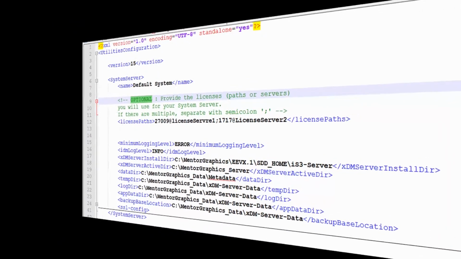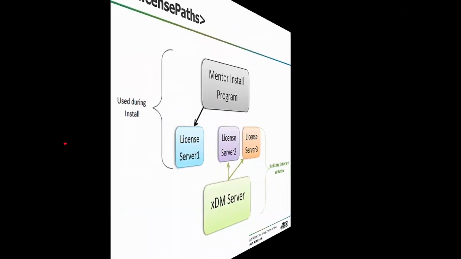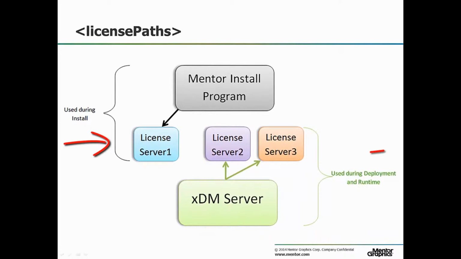Now, let's take one step back. The fact that you can define different license servers during install and during deployment means that your deployment might not be consistent with the installation. Our recommendation is to be consistent with the license definition or define multiple license servers to prevent inconsistency.